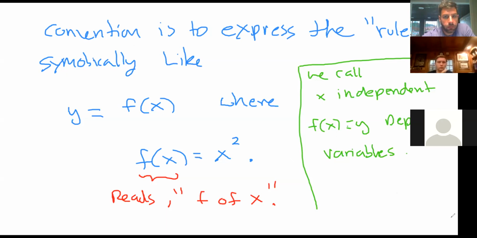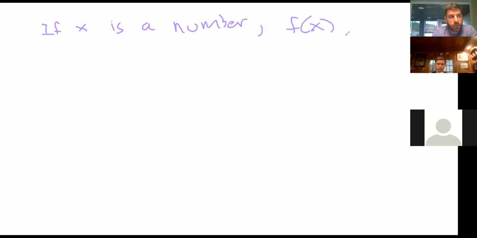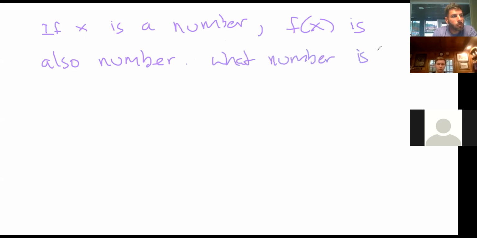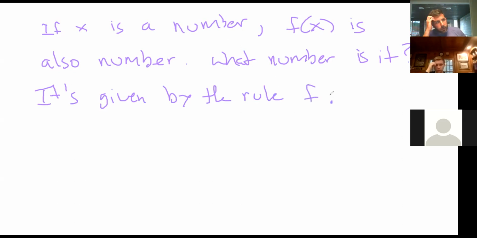Okay, so let's be very clear with this. If x is a number, f of x is also a number. And what number is it? Well, it's given by the rule f. So right now this might seem a little overwhelming, but let's just go back to that function we talked about on the previous page, this x squared idea.